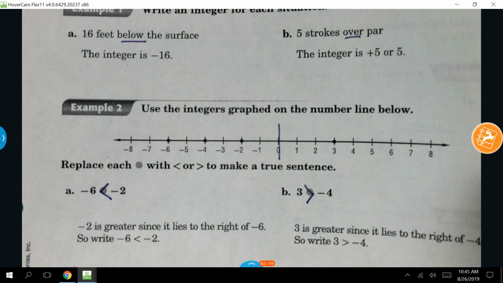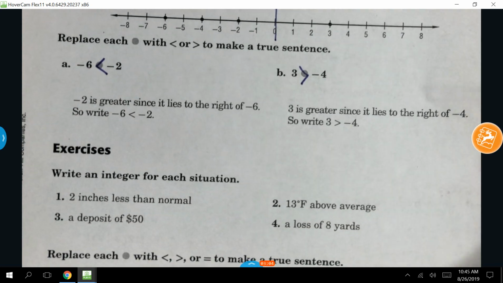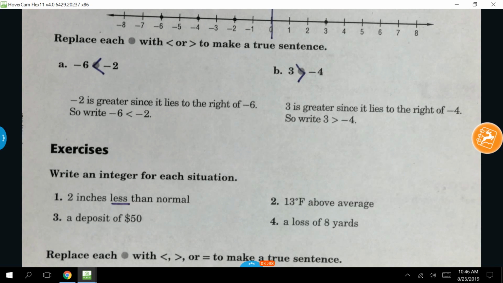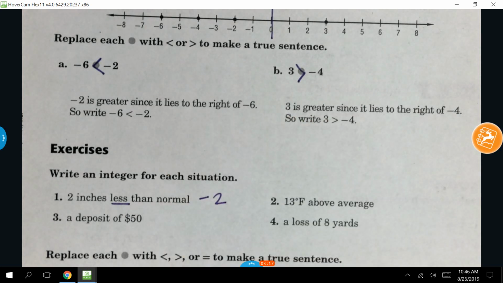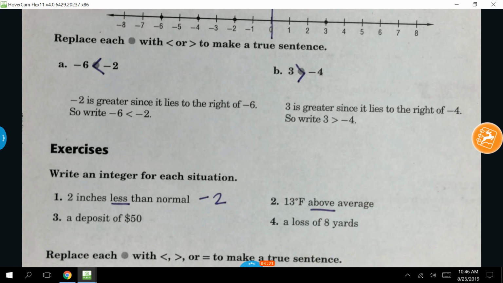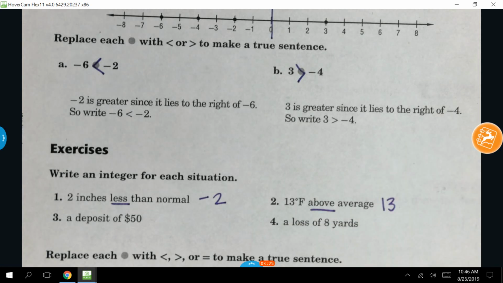All right, 1 through 4, we're writing an integer. If it says 2 inches less than normal, how would I write that using an integer? Hudson. -2, because it's less than. What about 13 degrees Fahrenheit above average? Charlie? Positive 13.